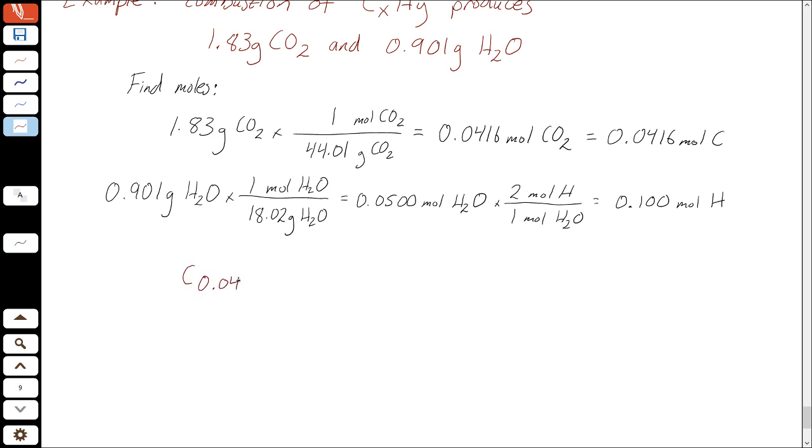C 0.0416, H 0.100. We can divide by the smaller number, 0.0416, and get C1 H2.4. And then we're going to multiply that by 5 to get to whole numbers there, and that becomes C5 H12. So the actual empirical formula ends up being C5 H12.